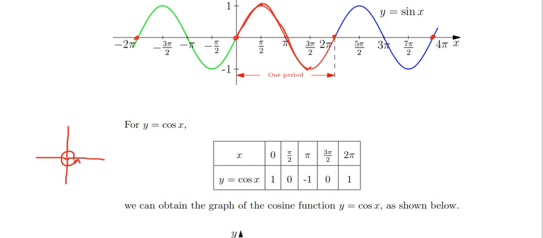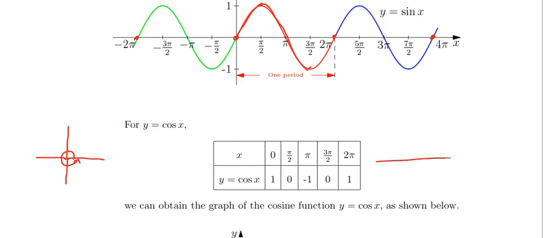Using our calculation, we can find cosine 0 equals 1. Cosine pi over 2 equals 0. Cosine pi is negative 1. Cosine 3 pi over 2 is 0. And x equals 2 pi, cosine is 1. So we just have these 5 points.